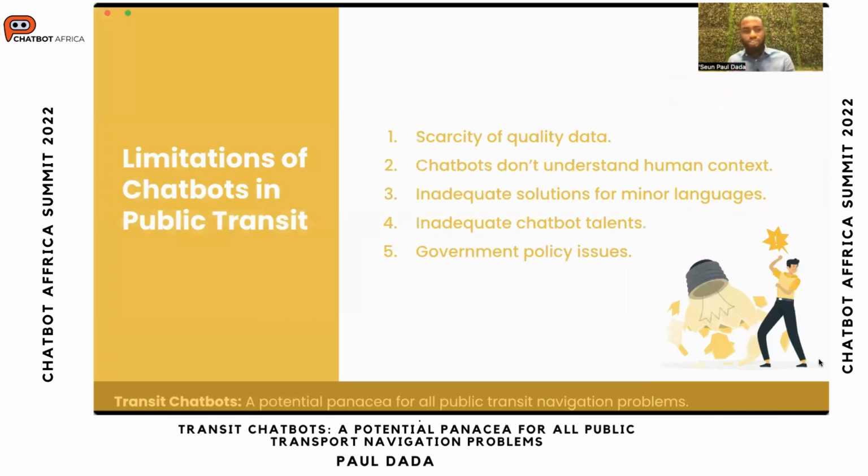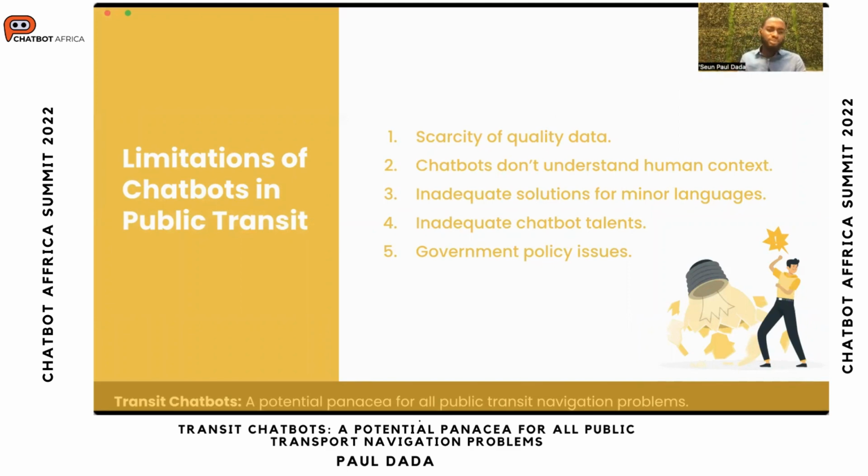Now, what are some of the limitations that we have here? Limitations of chatbots in solving some of these problems. Number one, scarcity of quality data. We spoke about it. We don't have quality datasets. They are not aggregated, and even if available, they are in individual sites, in private pockets. So there's also a cost to obtaining such data.